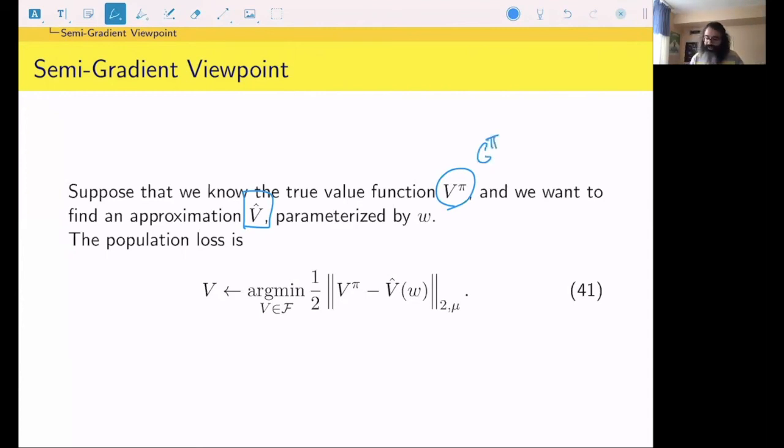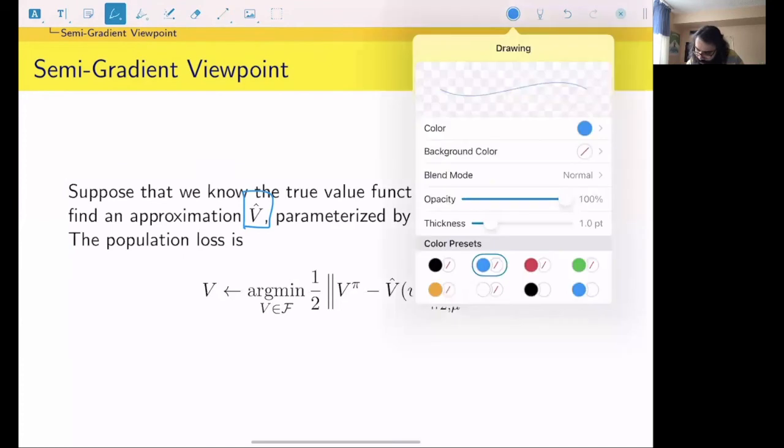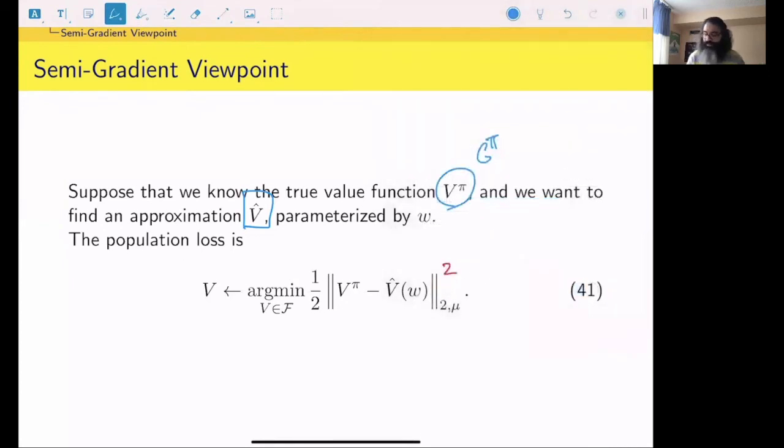So the population loss would be like this. Maybe I put it squared here. The solution would be the same whether it's squared or not, but for the next step I need the squared version. So argmin of, say, half of the norm of V^π minus V hat of W, with the L2 norm according to distribution μ. So we can have that.